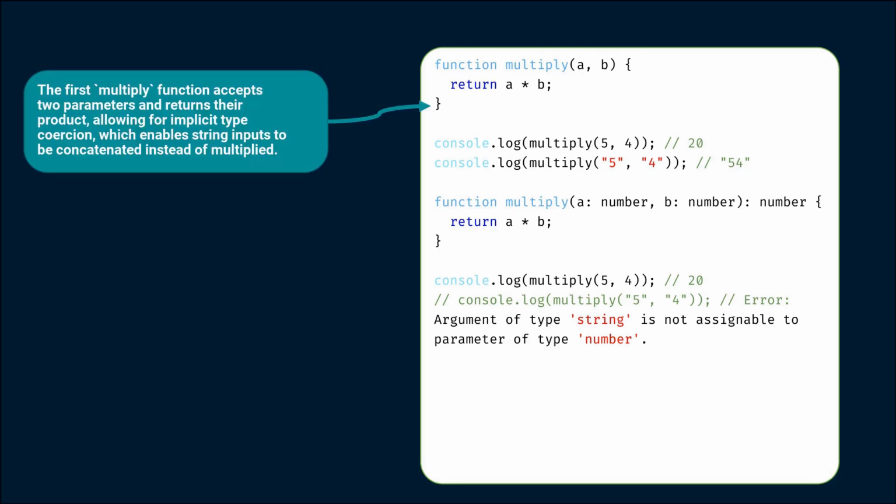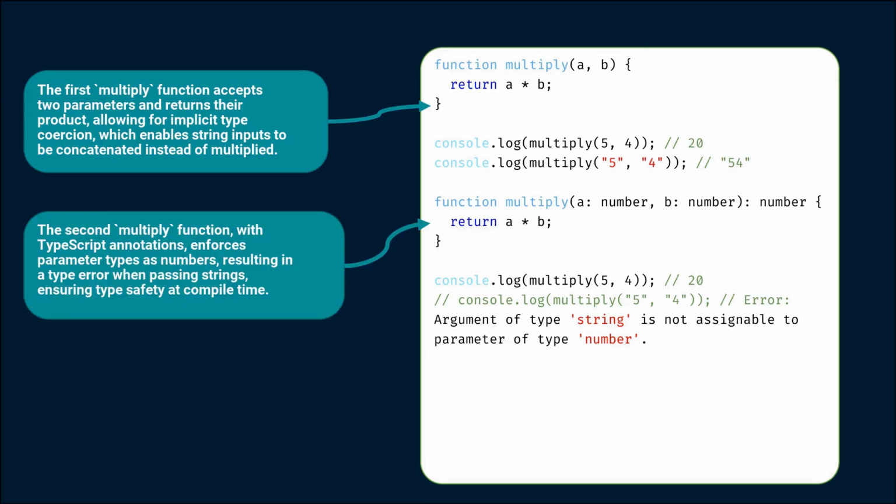The function named multiply takes two parameters and returns their product. However, JavaScript's dynamic typing allows any data types to be passed, which can lead to unexpected outcomes. For instance, if we pass strings representing numbers like 5 and 4, instead of performing numeric multiplication, JavaScript performs string concatenation, resulting in 54. This demonstrates a key pitfall of JavaScript's dynamic typing system.